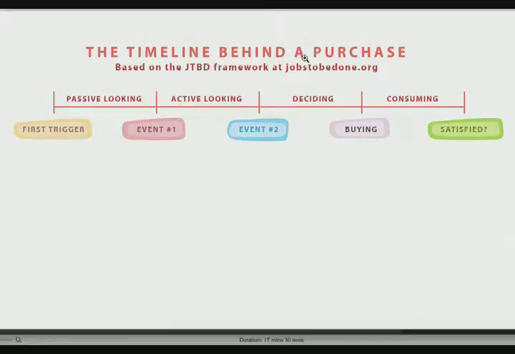This right here is the purchase timeline from the folks at jobstobedone.org. And the way they describe it is there's a first trigger, there's the first thought of maybe purchasing something, and then there's passive looking. And then there's something that happens, an event that leads to more active looking. And then there's another event that happens that leads to an actual decision, the actual purchase, and then consuming, and then the consumer decides whether they are satisfied with the purchase.